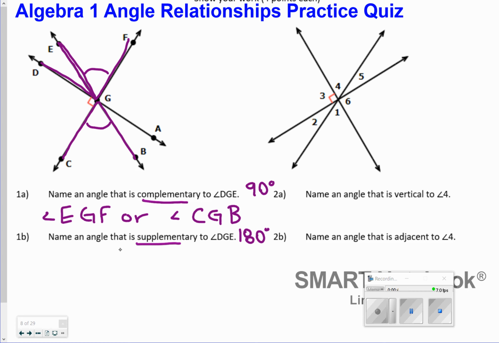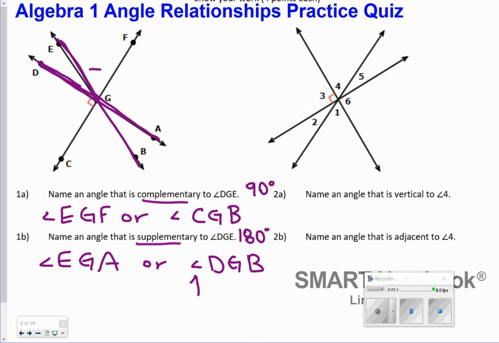Same thing here. Name an angle that is supplementary to DGE. I'm going to just erase what I had before so we can see that a little bit clearly. When we look at the angle DGE again, supplementary just means another straight angle. So EGA would make it straight, angle EGA. Or you could also do the vertical one of that, DGB. Angle DGB. And just make sure you put the angle symbol in front of those.